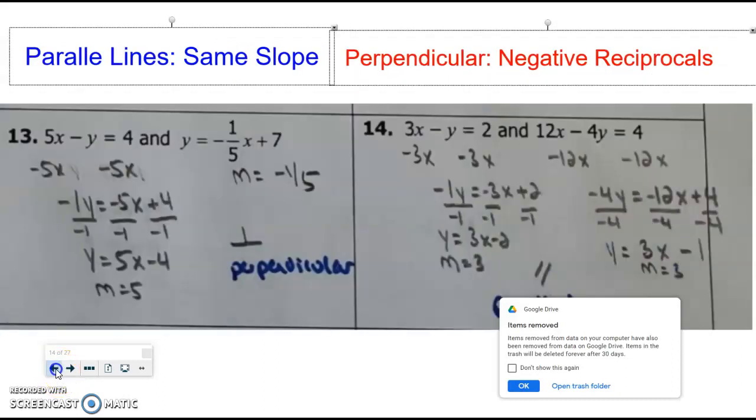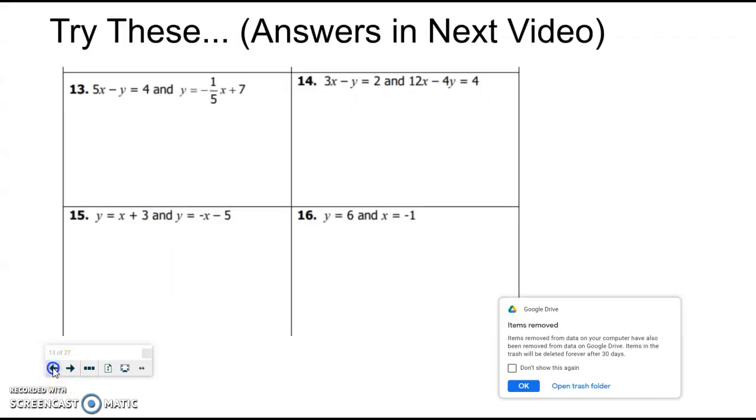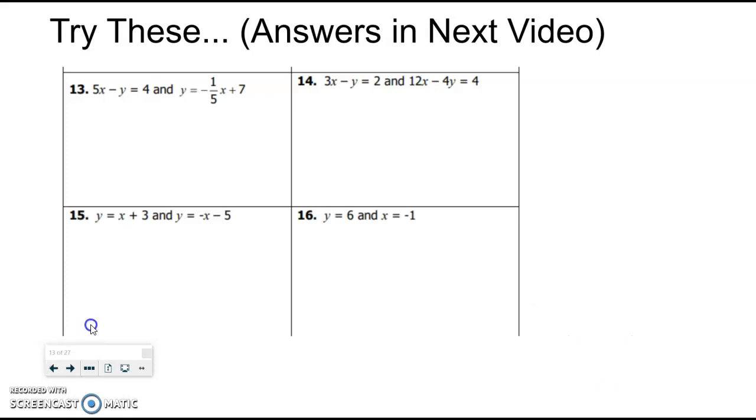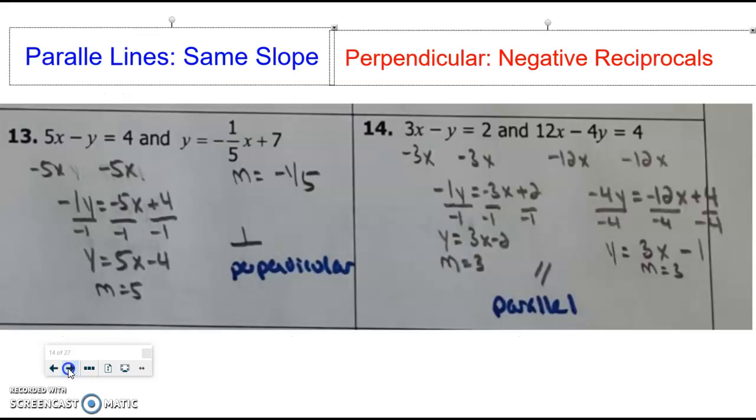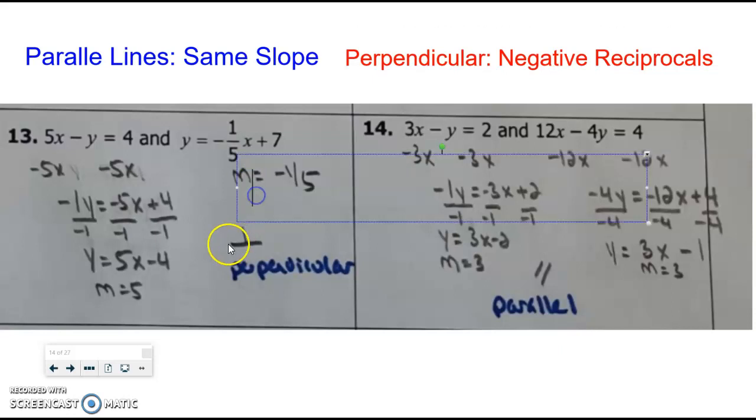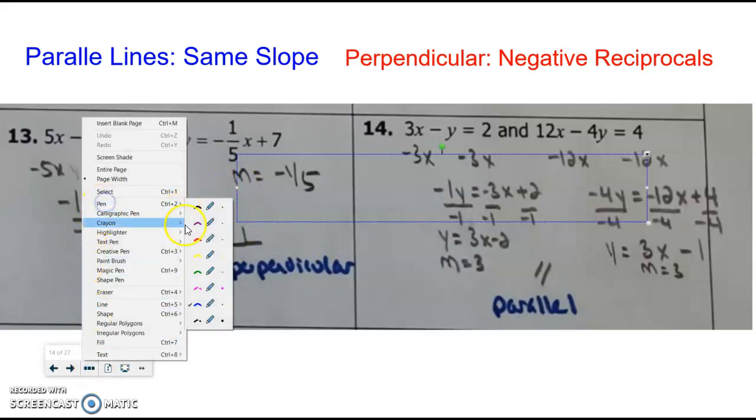All right, guys. So remember, you were asked to look at these questions and figure out if they were parallel, perpendicular, or had no relationship at all. For 13, the second equation, you knew the slope was going to be -1/5, because that's what it told you right here. The next one, you had to do some work to find the slope.